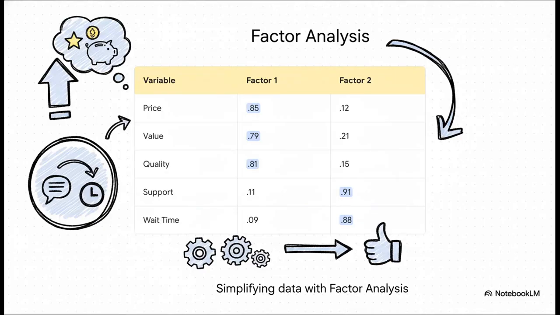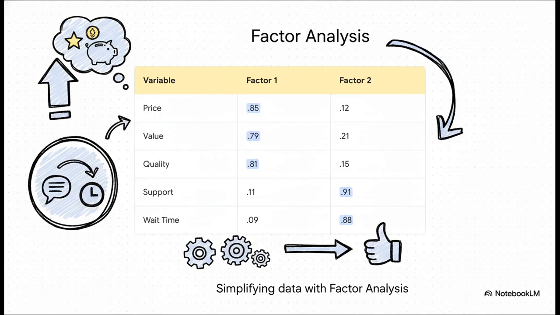But this table, the rotated component matrix, this is where the magic really happens. It lays it all out for you. You can clearly see that price, value, and quality are all huddled together under factor 1. Meanwhile, support and wait time are clearly part of factor 2. So now you get to be creative. You can name them. Maybe factor 1 is product perception, and factor 2 is customer service.